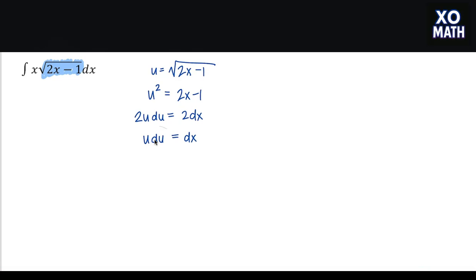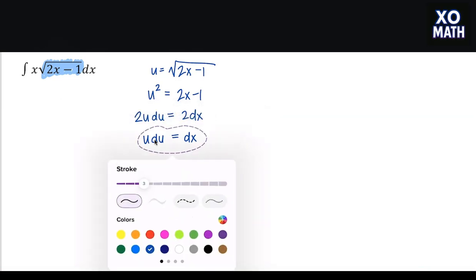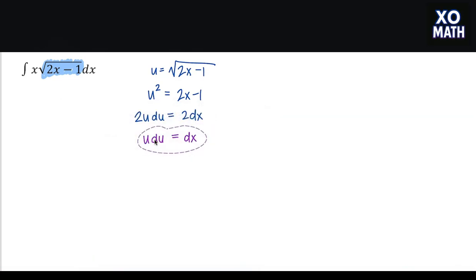So let me color code things a bit here. So let's say that this dx is going to get replaced with u du. So I have u du. And then the entire quantity, square root of 2x minus 1, gets replaced with just a u.